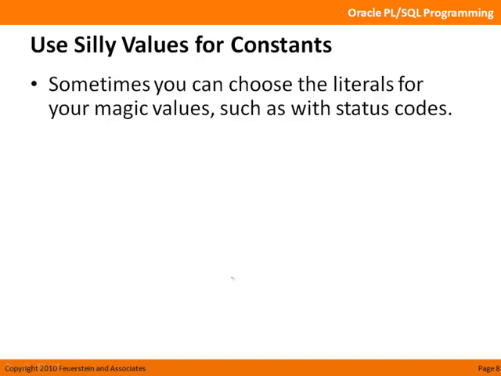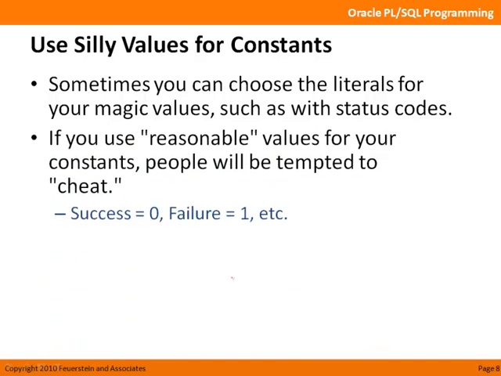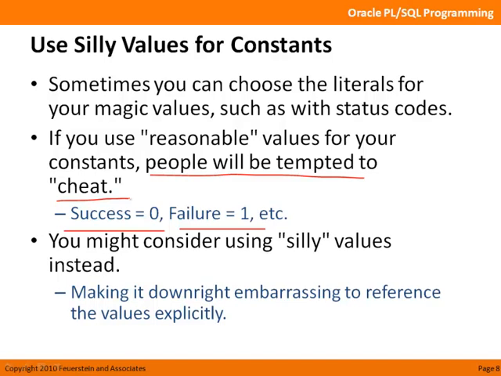Using silly values for constants. Now sometimes when you're using magic values, you get to decide the value. For example, with status codes, 0 is success, 1 is failure, -1 is runtime error, who knows? You get to set the values. Now often we do use reasonable values, like success equals 0, failure equals 1. The problem with using values like this is that people will be tempted to cheat and reference the value directly. So what you might want to consider doing is using silly values instead. What you're doing is essentially making it embarrassing for anybody to ever consider using your literal value in the code explicitly. Here's an example.